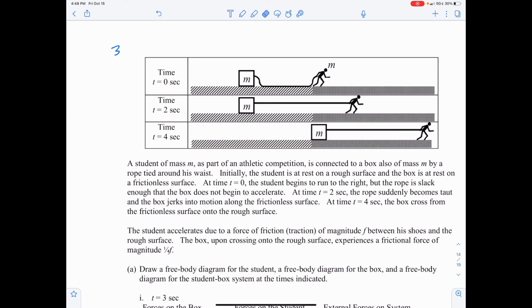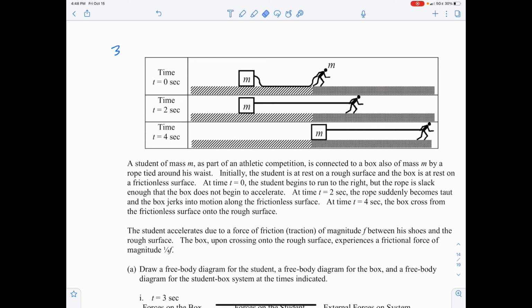At t equals 4 seconds, the box crosses from the frictionless surface onto the rough surface. The student accelerates due to the force of friction of magnitude F between his shoes and the rough surface. The box, upon crossing onto the rough surface, experiences a frictional force of 1/4 this friction.